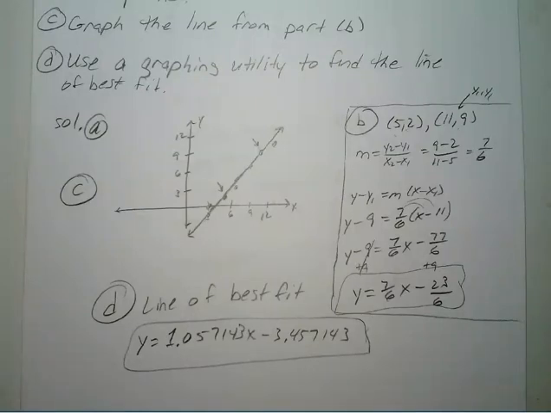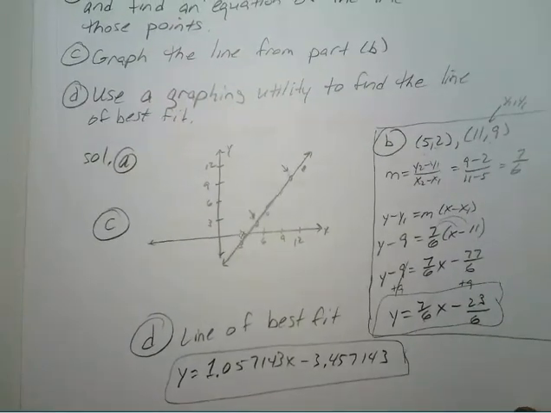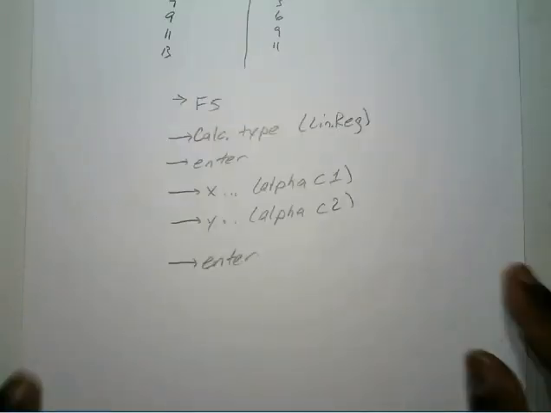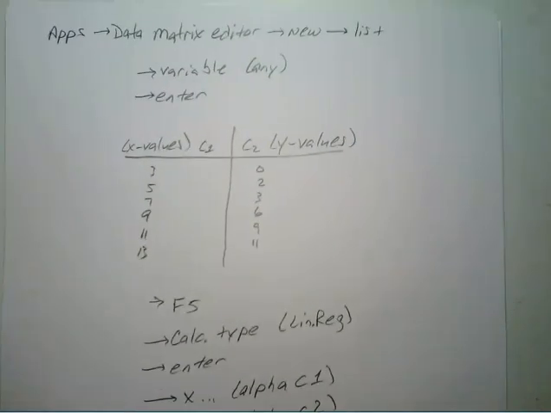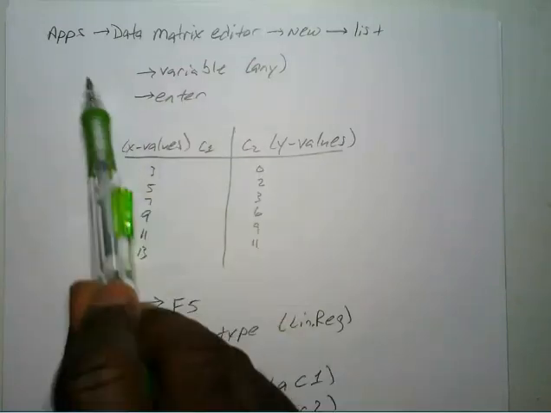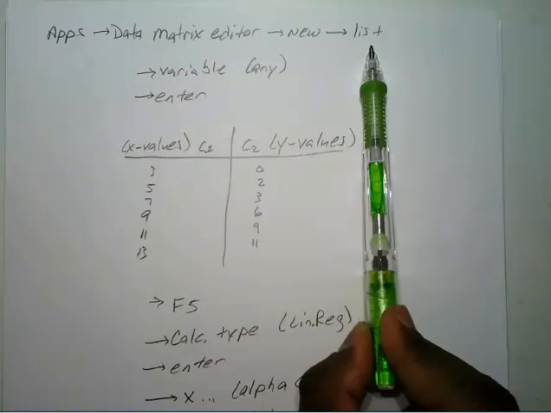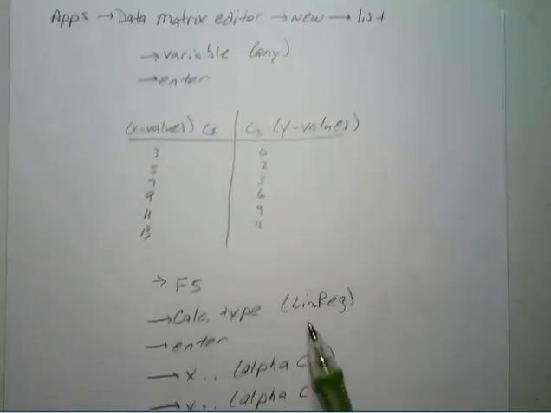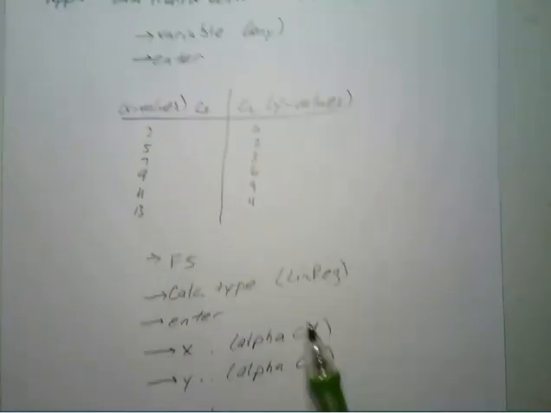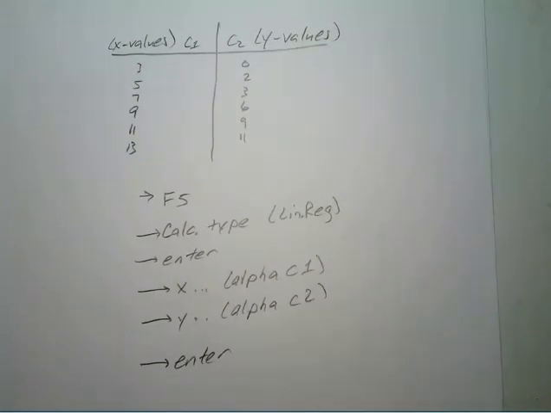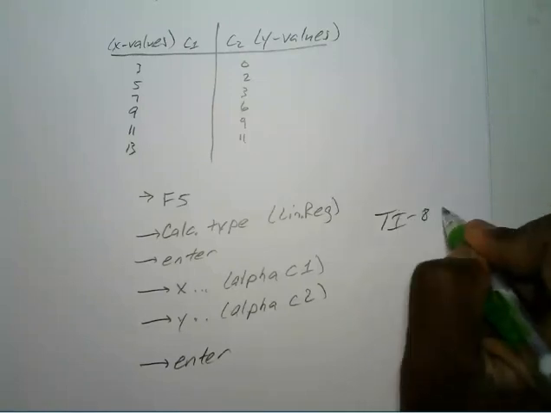All right, and just in case you didn't follow all the steps for TI-89, these are all the steps here, so you can pause it and write it down. You have apps, then data matrix, then new, then hit list, then variable, then enter, then all the x values and y values. Okay, then F5, calculate type, linear regression, enter. All your alpha C1 and C2, then enter again. So these are all the steps for TI-89.